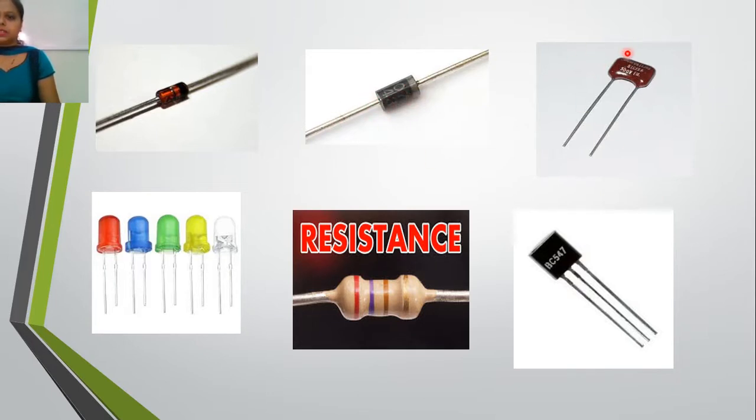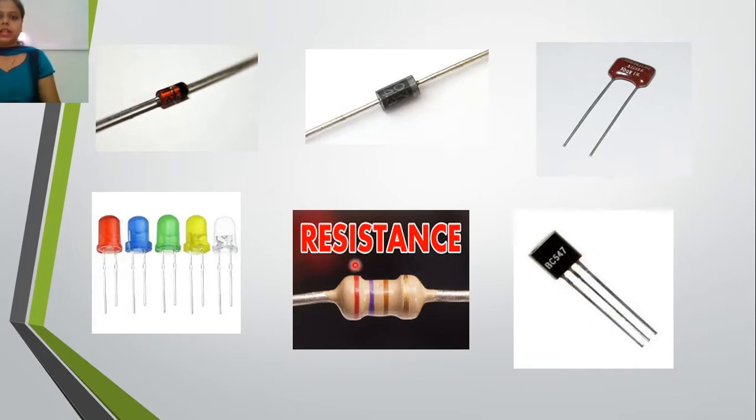This is a capacitor. This is a transistor. Now see here, it is written BC547. BC547 and 557 are the two types of transistor. BC547 will be an NPN transistor and 557 will be the PNP transistor.